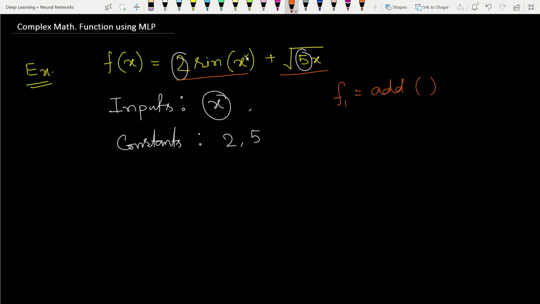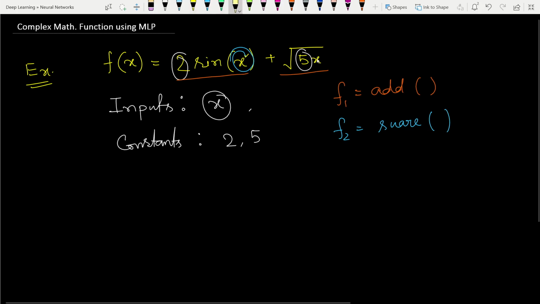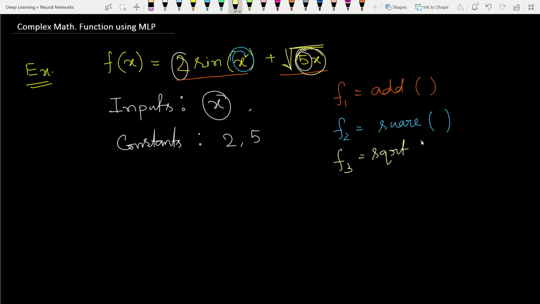Okay, the second function we require, if we consider this part, is the square function. I have taken a different color here. This function is called f2, and f2 is the square function. Next, what function do we require for this term? Suppose I take this different color. This whole function is called the square root function. In short, I have written SQRT here, the square root function.